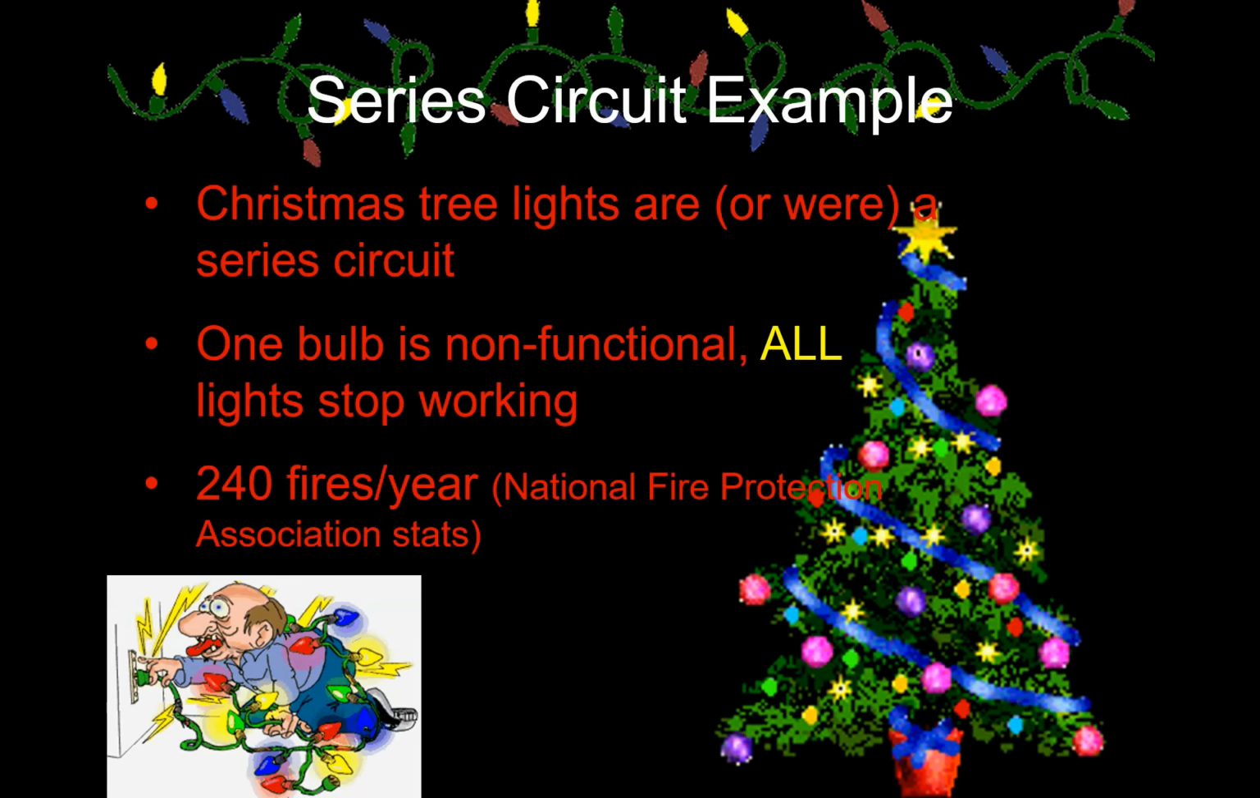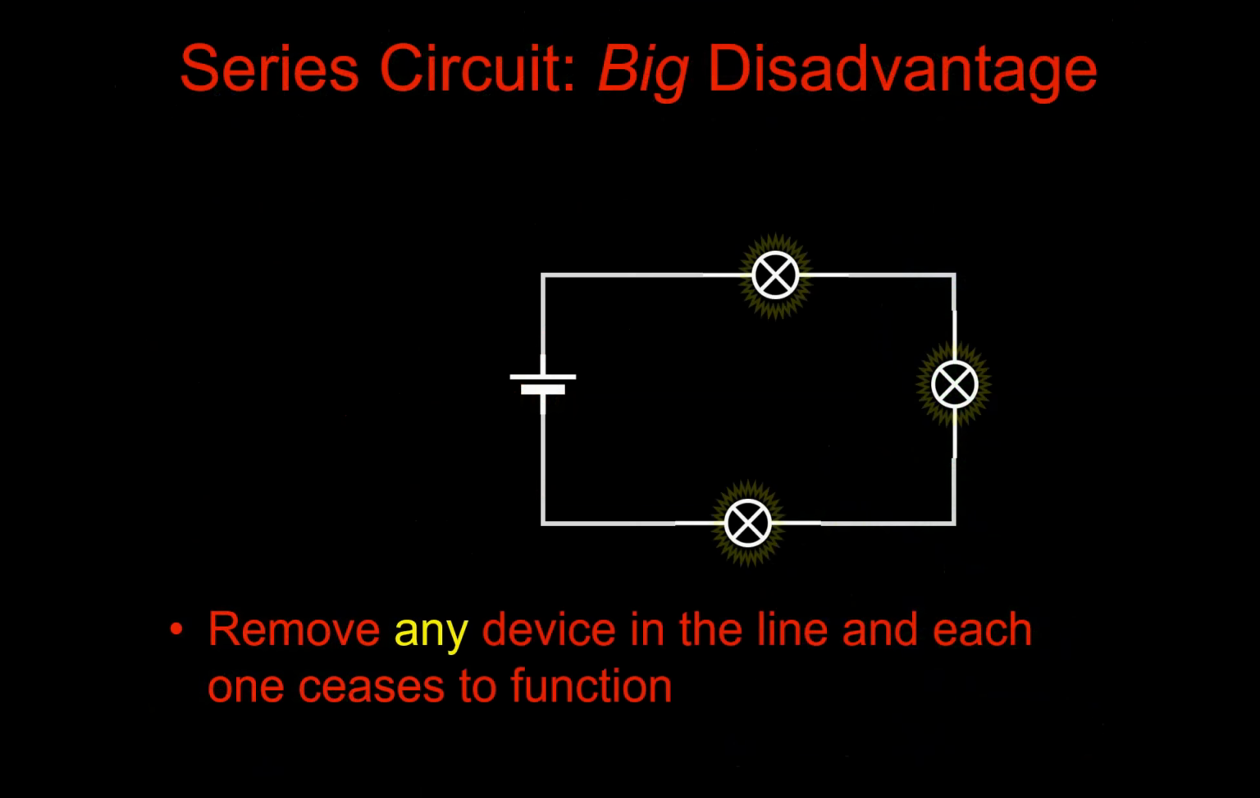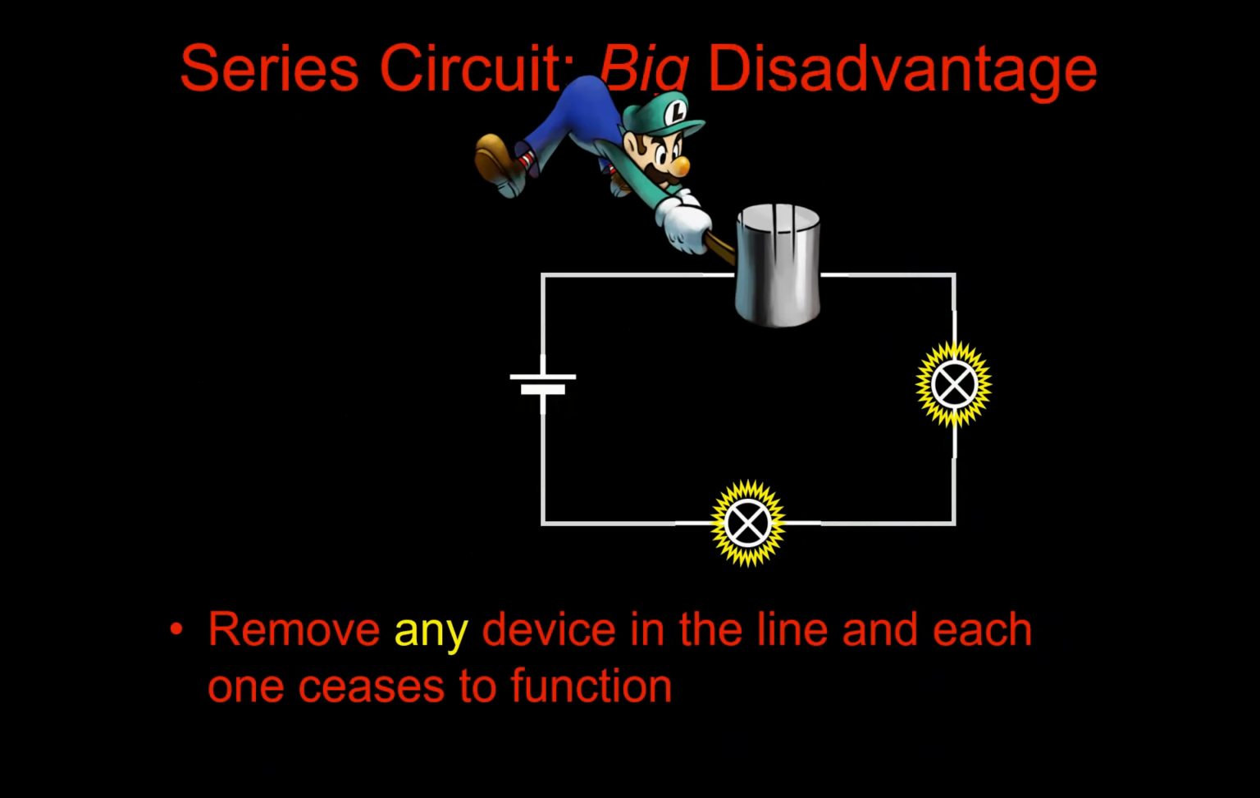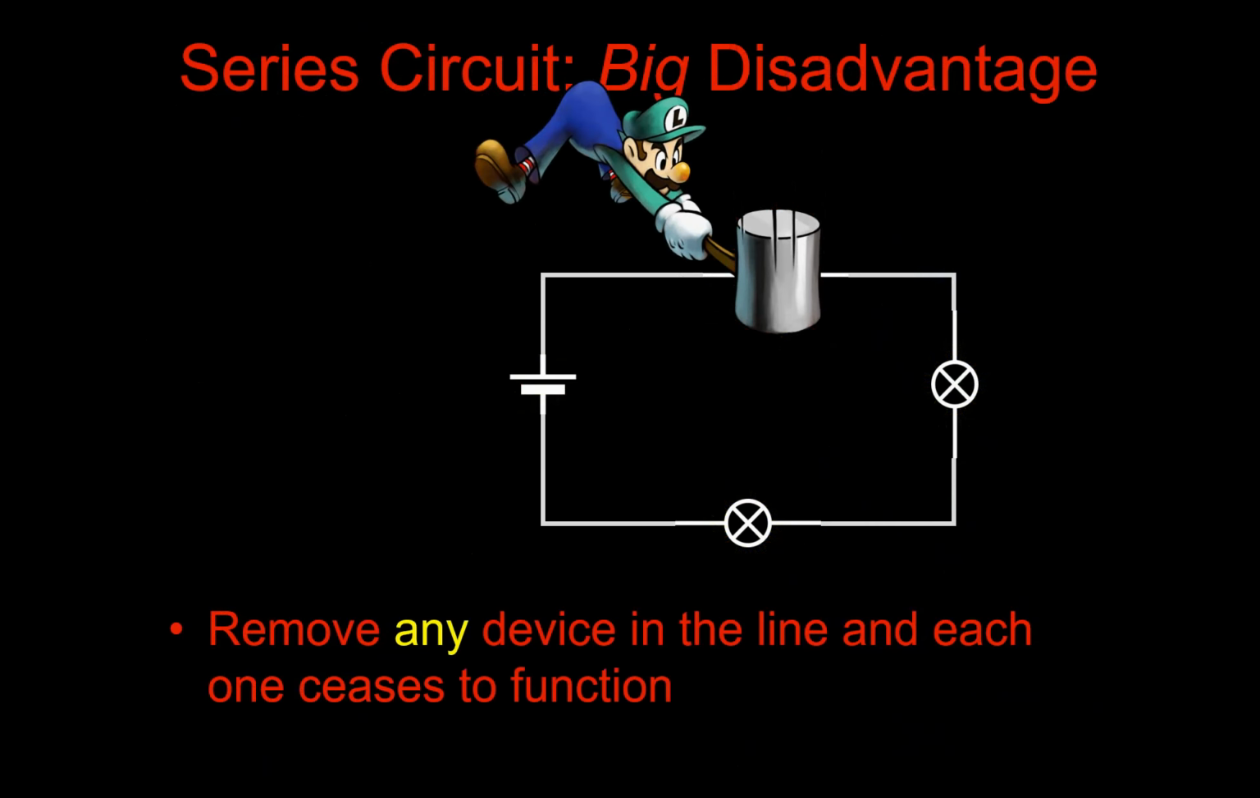Consequently, 240 fires or so a year are actually caused by faulty Christmas tree bulbs. That's an actual statistic, not just making that one up. So that really identifies a serious disadvantage to a series circuit, and that is if you remove any device from the line, then all the others will cease to function. So here Luigi smashes this particular bulb and all the others will go out because you've broken the electrical connection. And as we know, bulbs occasionally stop functioning.